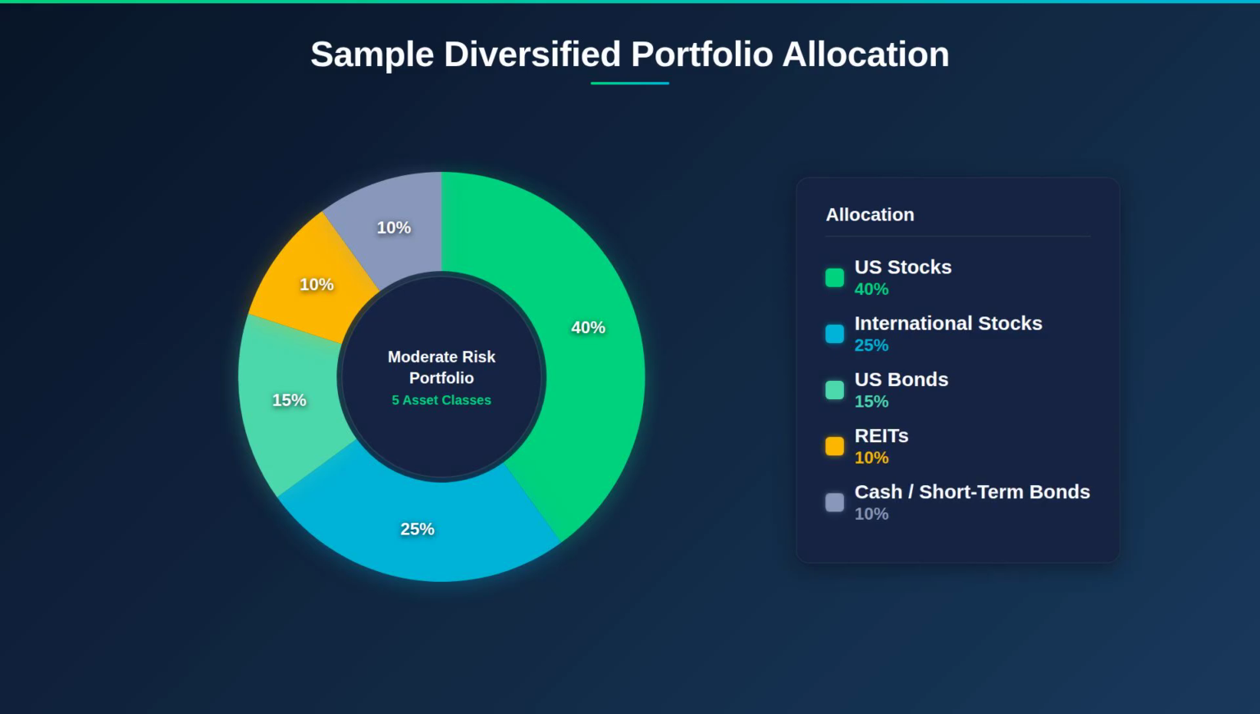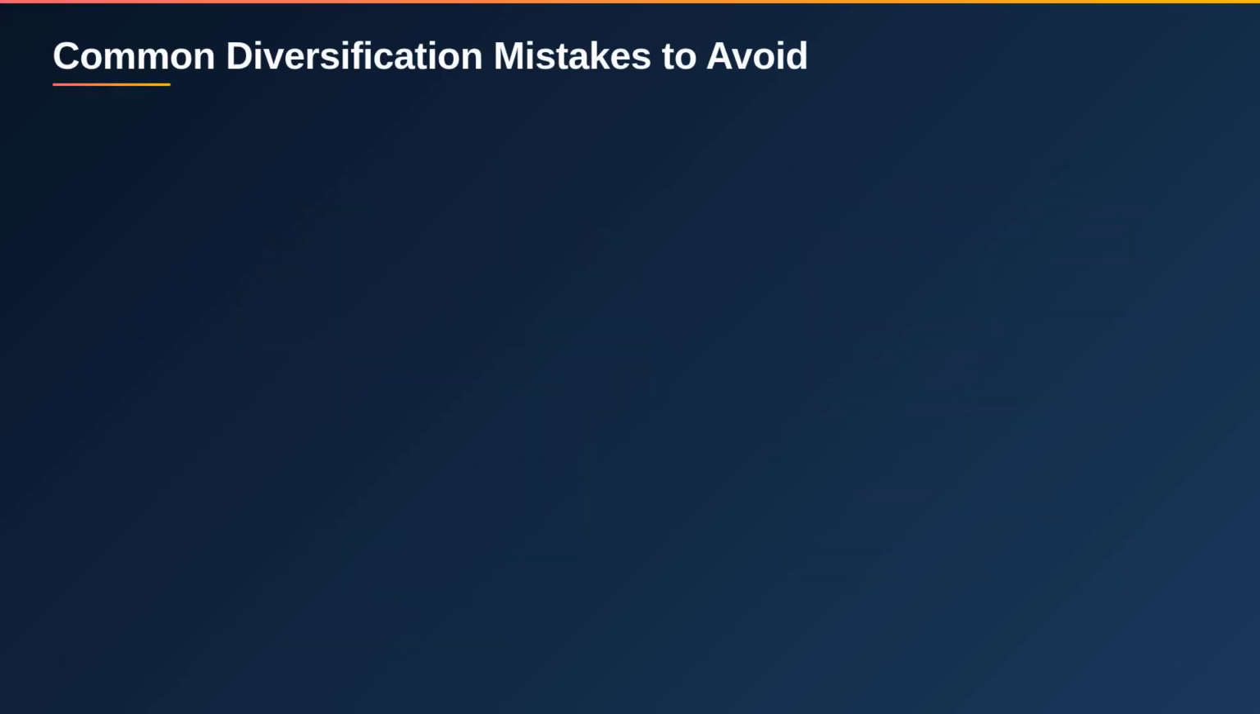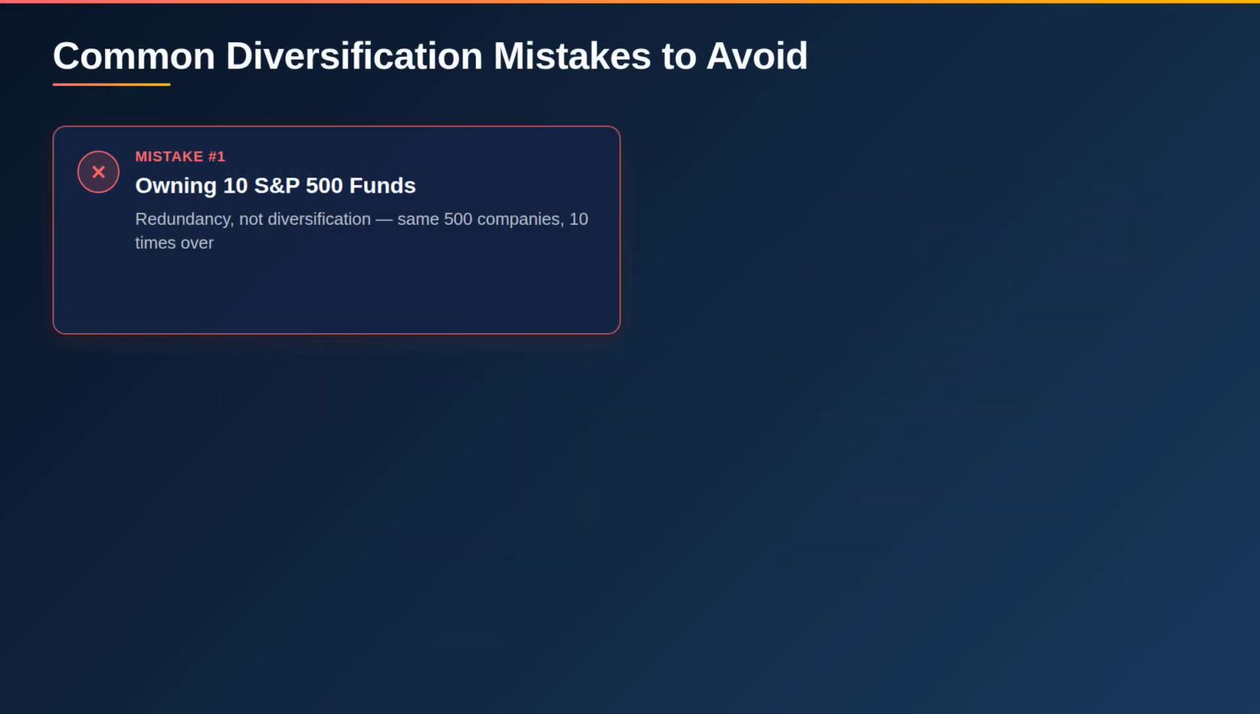Now, your specific allocation should depend on your age, risk tolerance, and time horizon. A 30-year-old can afford more stocks. A 60-year-old approaching retirement might shift more toward bonds. But this chart gives you a framework to think about. The key insight is, no single asset dominates, and each serves a specific role in the portfolio.